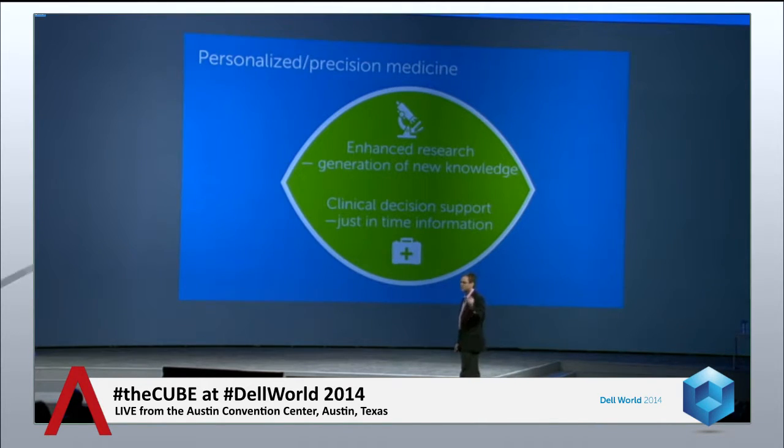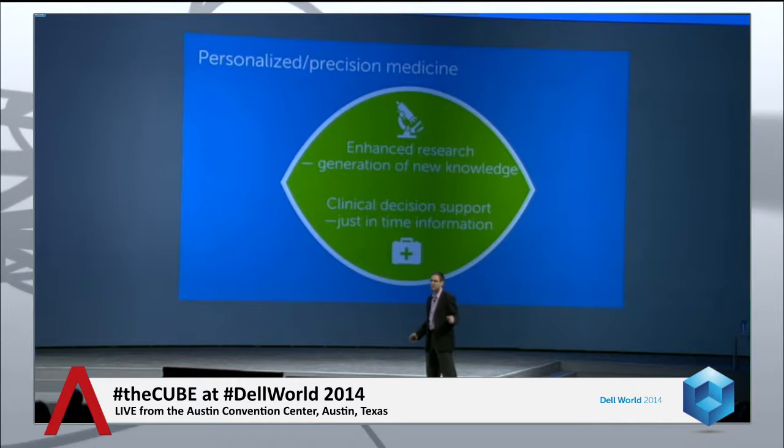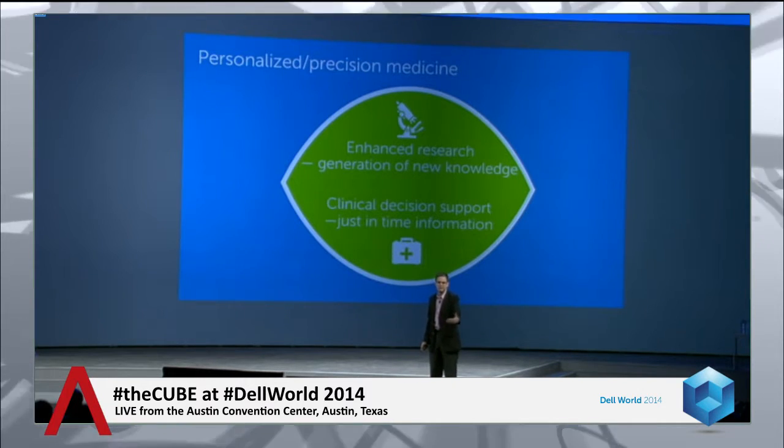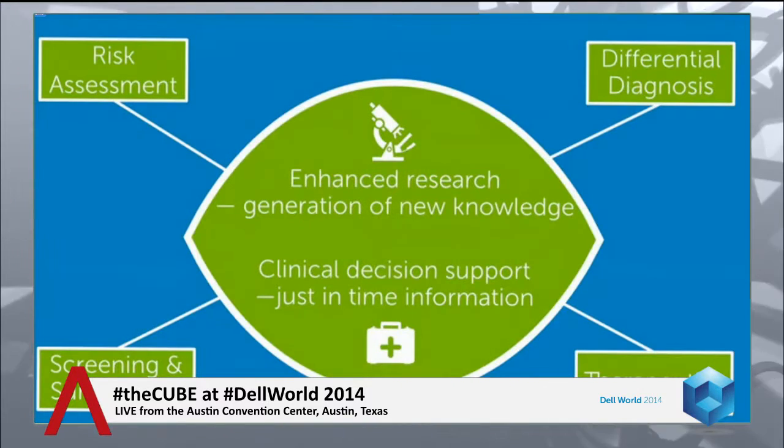And have the system notify both the patient and the healthcare provider, it looks like you're getting sick, you might want to take this medicine. You might want to get an appointment. The computer, we heard some about what Watson can do, and Watson can do great things. But why not enhance that and really personalize and use that clinical decision support just in time to really change all of medicine, change the game.